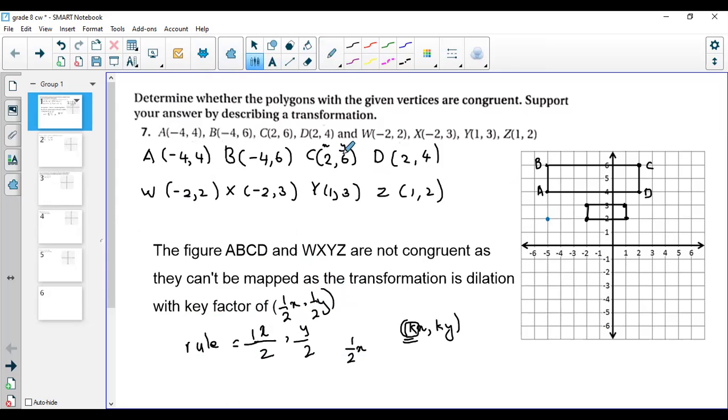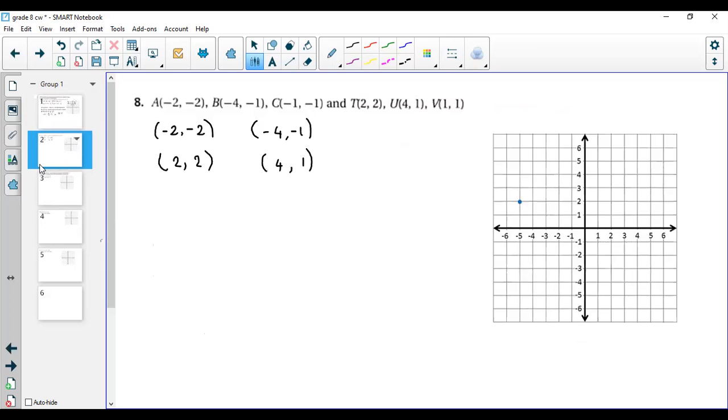So this is how you need to explain that the transformation is not congruent. The figure ABCD and WXYZ are not congruent as they can't be mapped. The transformation is dilation with a scale factor of half x and half y. Okay, hopefully this is clear, but yes, I can understand it takes time. Fine. Let's move to question number 2.